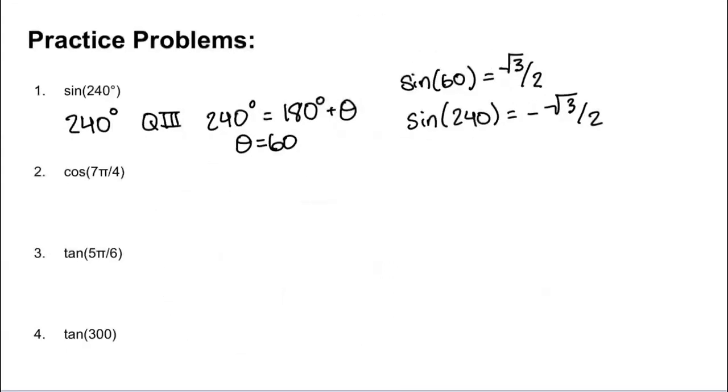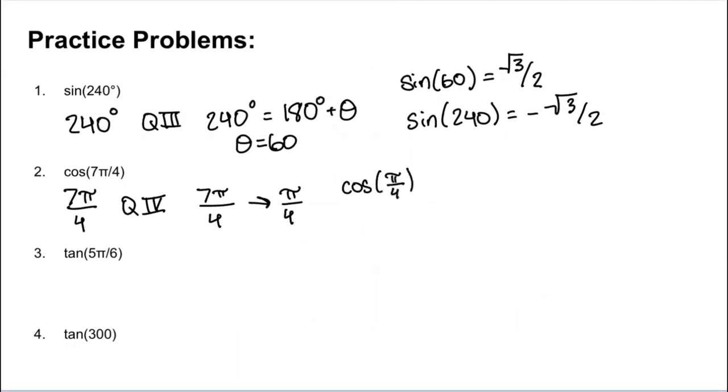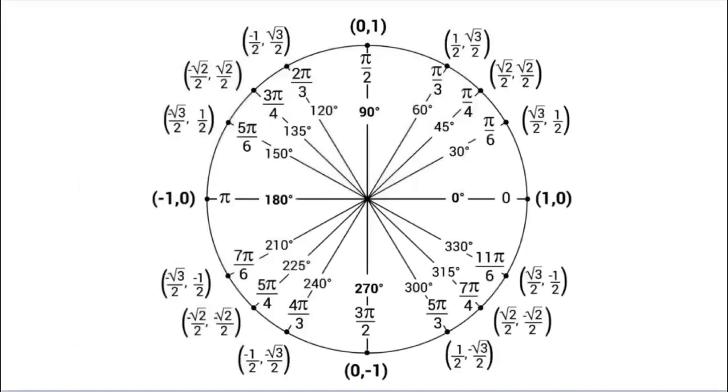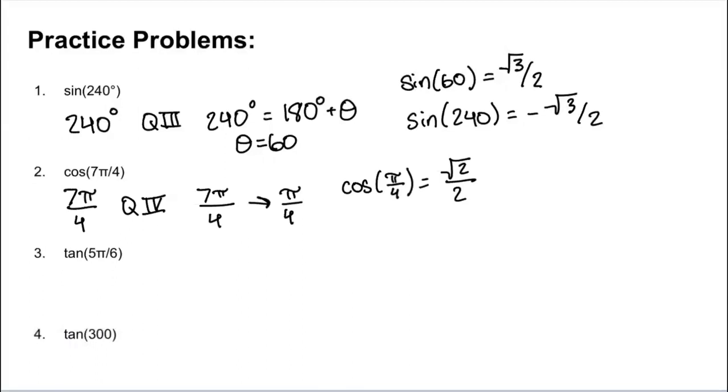Now let's look at cosine of 7 pi over 4. So 7 pi over 4, that is in our quadrant 4, Q4. And 7 pi over 4 directly corresponds with pi over 4. And cosine of pi over 4 is equal to the square root of 2 over 2. We can verify this going to our unit circle, 45, or rather pi over 4. Let's stick to radians. And yep, square root of 2 over 2.